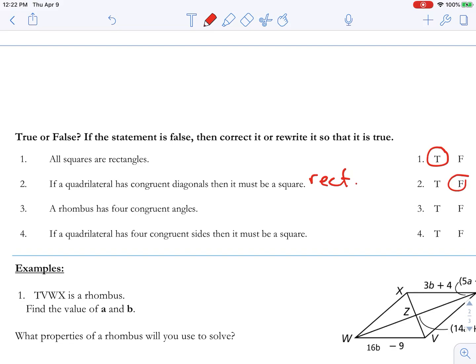A rhombus has 4 equal angles. No, it has 4 equal sides. If a quadrilateral has 4 equal sides, then it must be a square. No, it could be a rhombus. So again, we have to know the rules and know what shape it is really meant for. It could include more specific shapes, but it cannot be used to overly narrow things down.